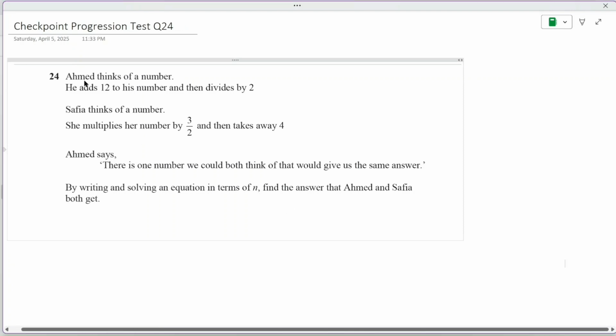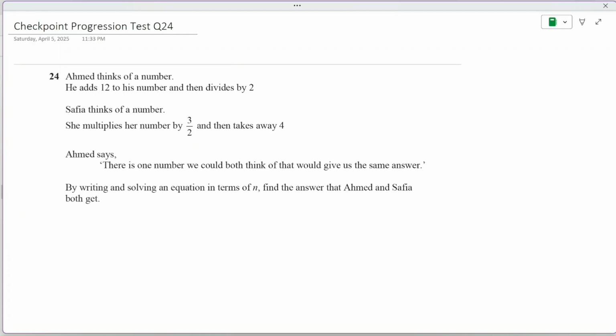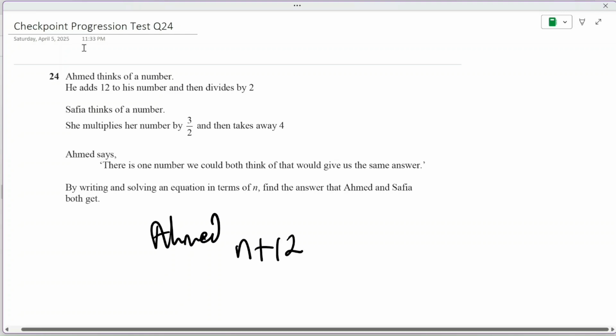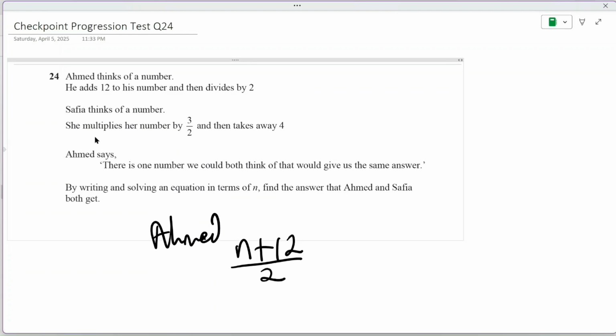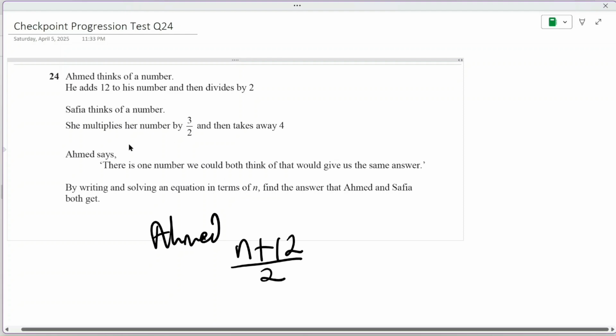So let's go back to the question. Ahmed thinks of a number. Let's say the number is n. He then adds 12 to his number. So for Ahmed, we have the number as n. He adds 12 to it, that's n plus 12. Then divides it by 2. He divides the result by 2. That's (n plus 12)/2. For Sofia too, our unknown will be n, because the question has specified that there will be one number they will both think of that will give them the same answer.